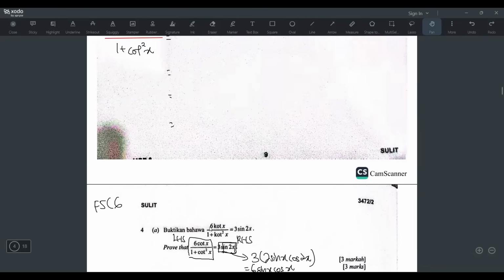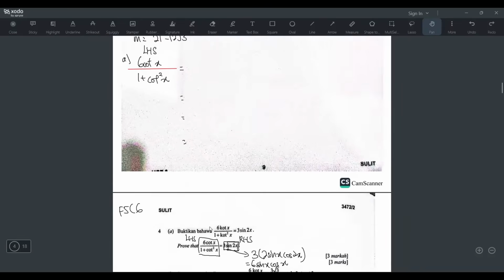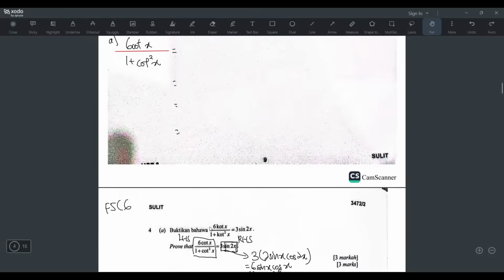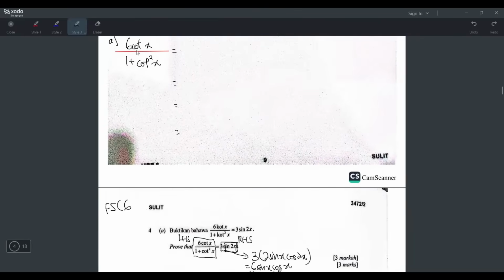Alright, so this is my answer. 6 sine x cos x. Okay. Okay, but we have to show them the working. Okay, first thing first, if we want our answer to be 6 sine x cos x, of course we want sine and cos, right?